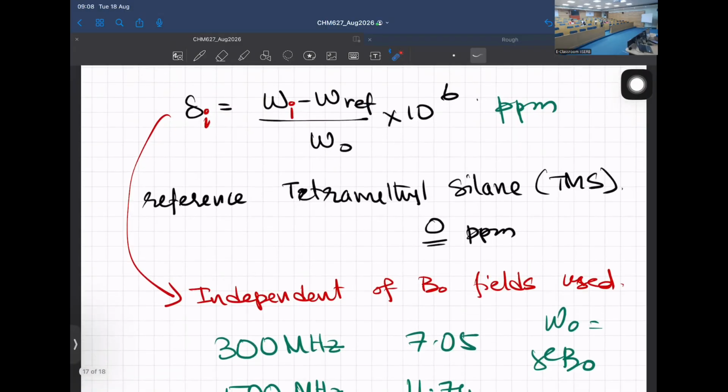No, it is not. Largely because, in some ways, you are taking the B naught component out of it. Each of these will have a B naught.